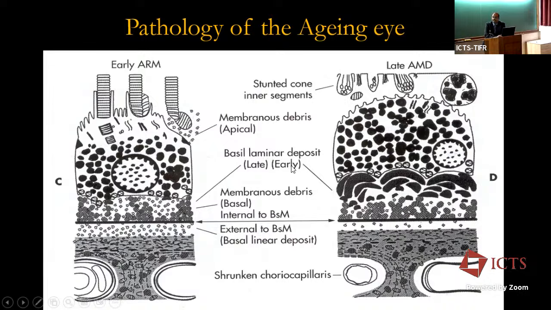By the time you get to late AMD, there's an almost complete destruction of the cone inner segments. There's a lot of membranous debris here. You can see those microvilli completely gone. The cell is filled with waste material. The nucleus is almost marginalized. And you find shrinking of the choriocapillaris and the vasculature below.